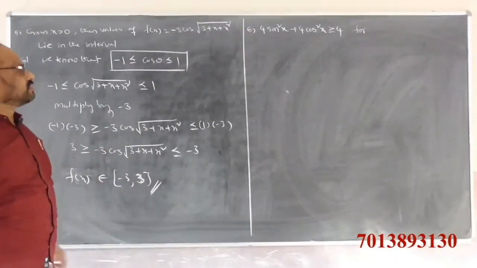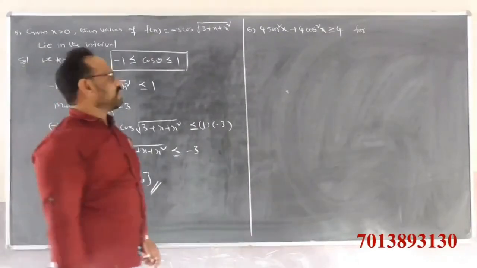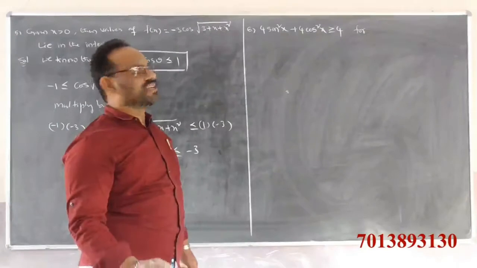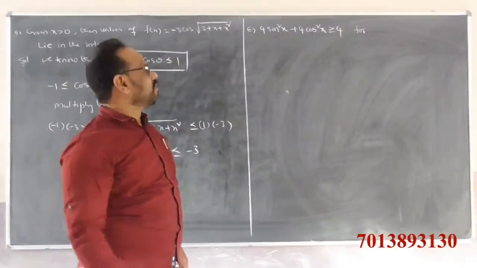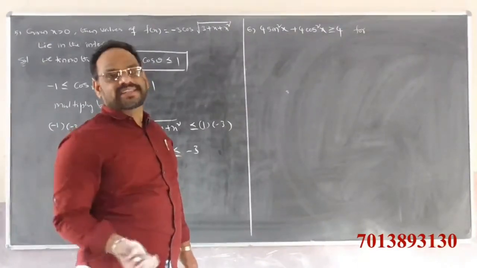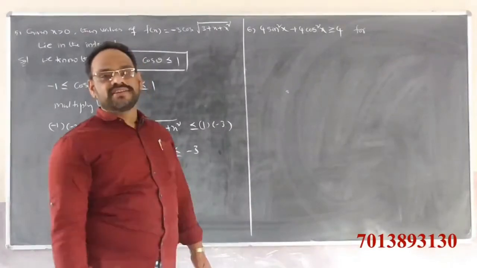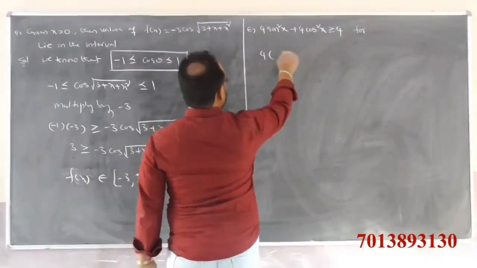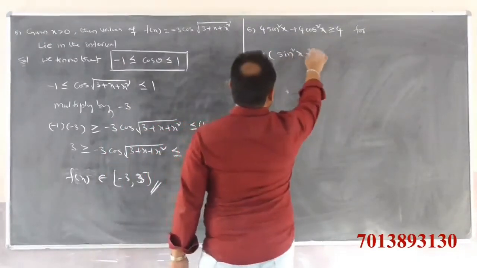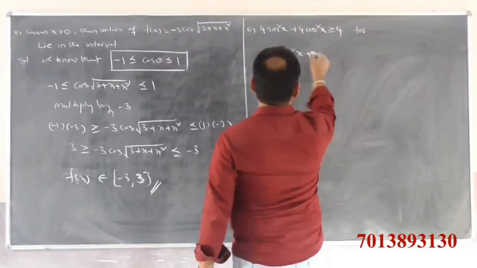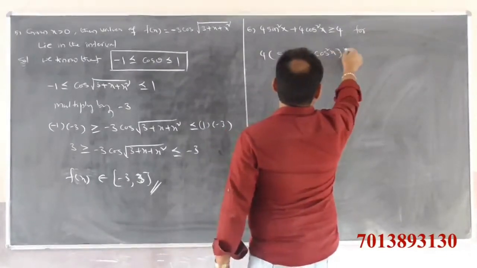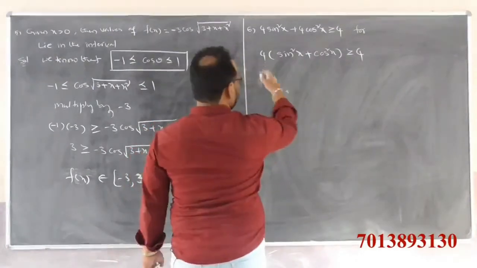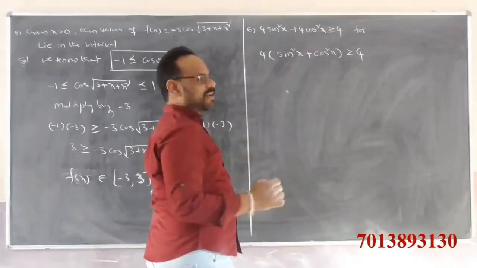Next, the fourth one. 4 sin square x plus 4 cos square x is greater than or equal to 4 for what value of x? This inequality is true means, observe here. If you take 4 as common, we get 4 times sin square x plus cos square x is greater than or equal to 4. If you transpose 4 from LHS to RHS, it will become a division quantity.